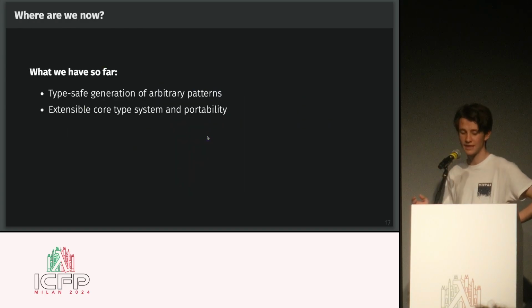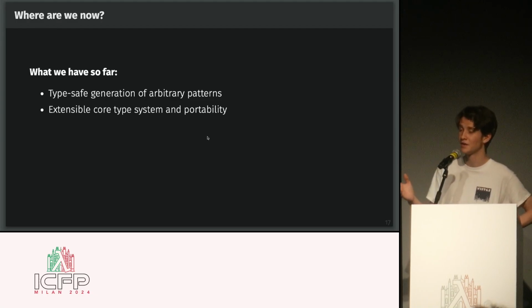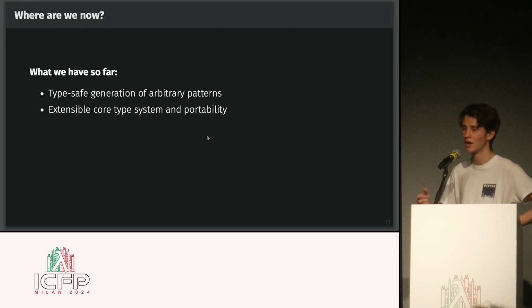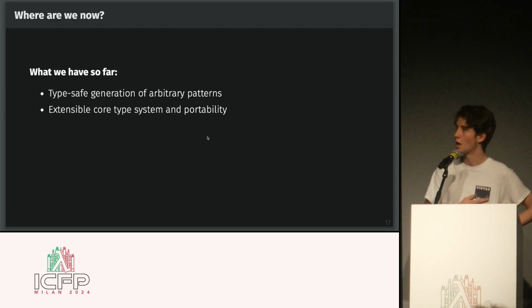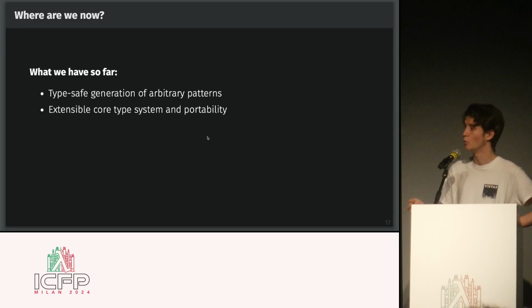So where does this leave us now? Well, what we have now is a type-safe way of generating arbitrary patterns, both static and dynamic, and a broad class of bodies with this idea of an inductive code definition. And we also have a very extensible core system, so we can extend it in terms of alternative pattern types, but it's also a very portable system, so it's applicable not just to MetaOCaml, but also to other multi-stage programming systems, be they within the ML family, such as MacoCaml, or even outside, such as Template Haskell.